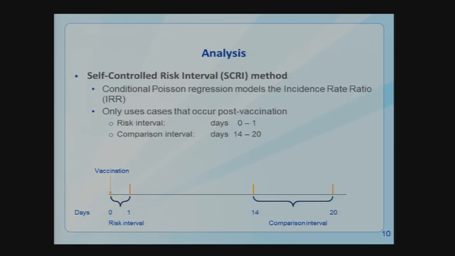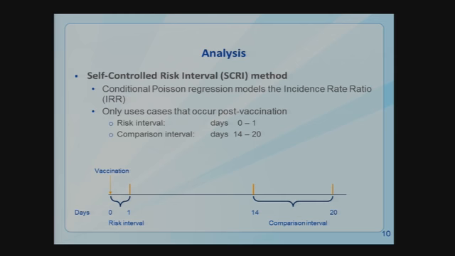So the type of analysis we used is called a self-controlled risk interval method. We use a conditional Poisson regression model, and we're modeling the incidence rate ratio. We're comparing the incidence of febrile seizure in the 0 to 1 days post-vaccination, which we refer to as the risk interval, and comparing that to the incidence rate during days 14 to 20 following vaccination, which we refer to as the comparison interval.